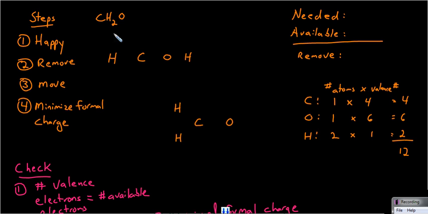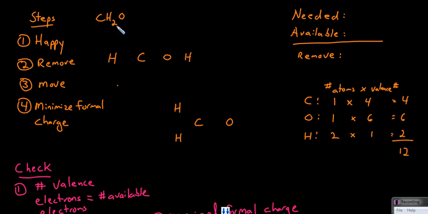Make a Lewis dot structure for formaldehyde. It's CH2O. So you recall that you need to follow these three steps: happy, remove, move. That's what we've talked about before, but now we're going to add an additional step. After we've completed a reasonable Lewis dot structure, we need to minimize the formal charge. So this problem is a nice demonstration of how we'll be minimizing formal charge.